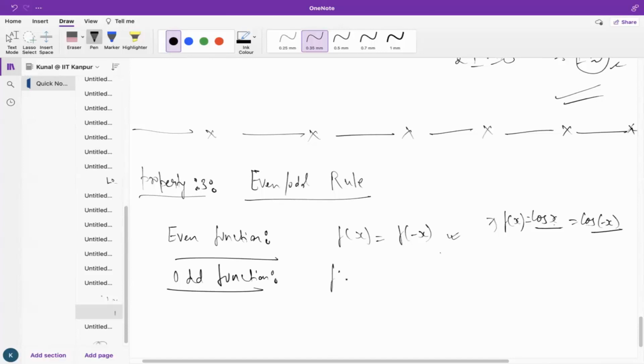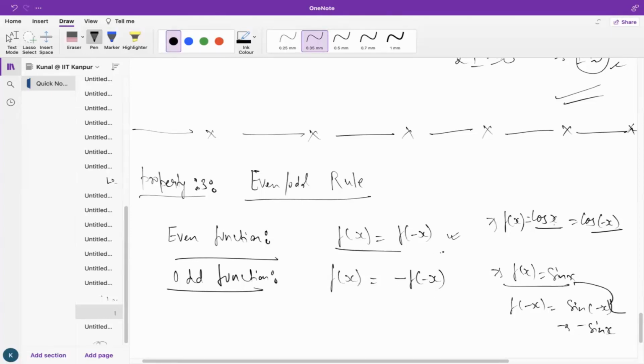And the second is if f(x) is equal to minus f(-x). That means if f(x) is equal to sin x, then f(-x) we get sin of minus x, and this is equal to minus of sin x. Right? So f(-x) is equal to minus of f(x). So this is the basic definition of an even or odd function.